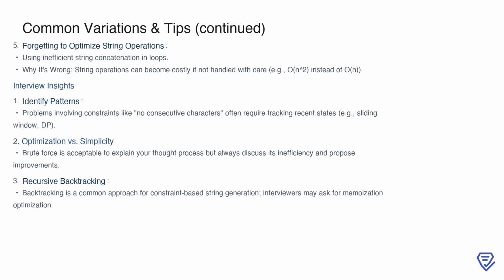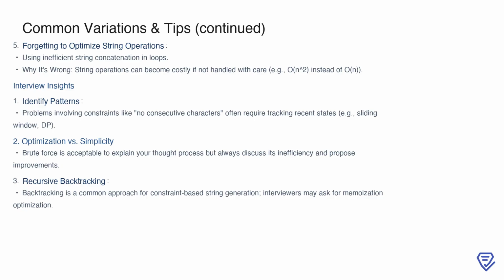Forgetting to optimize string operations is another common challenge. For instance, if you're concatenating strings inefficiently within loops, this can escalate the time complexity from O(n) to O(n squared), which is highly inefficient. Shifting to interview strategies, it's essential to identify patterns. Problems that constrain consecutive characters often require tracking recent states, such as using a sliding window or dynamic programming. Additionally, while it's okay to start with a brute force approach to explain your thought process, you should always discuss its inefficiencies and propose optimizations.